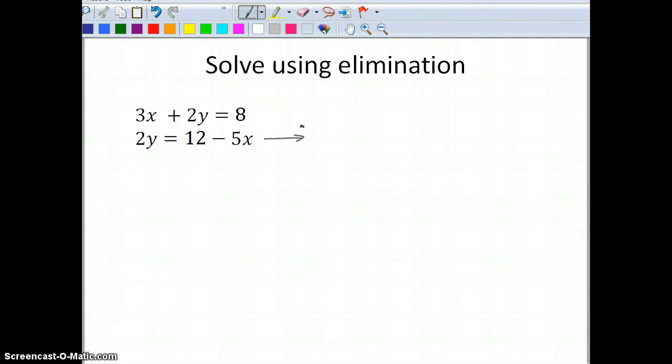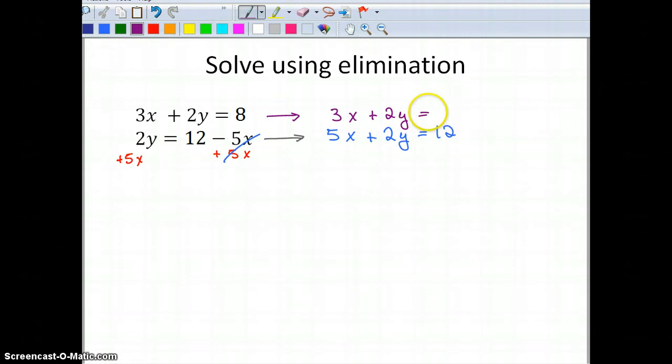I just have to move some things around. So I'm going to add 5x to both sides, and that's actually going to take care of it. So when I rewrite it, I have 5x plus 2y is equal to 12. This top one, I'm just going to bring over. So for this one, I have 3x plus 2y is equal to 8.